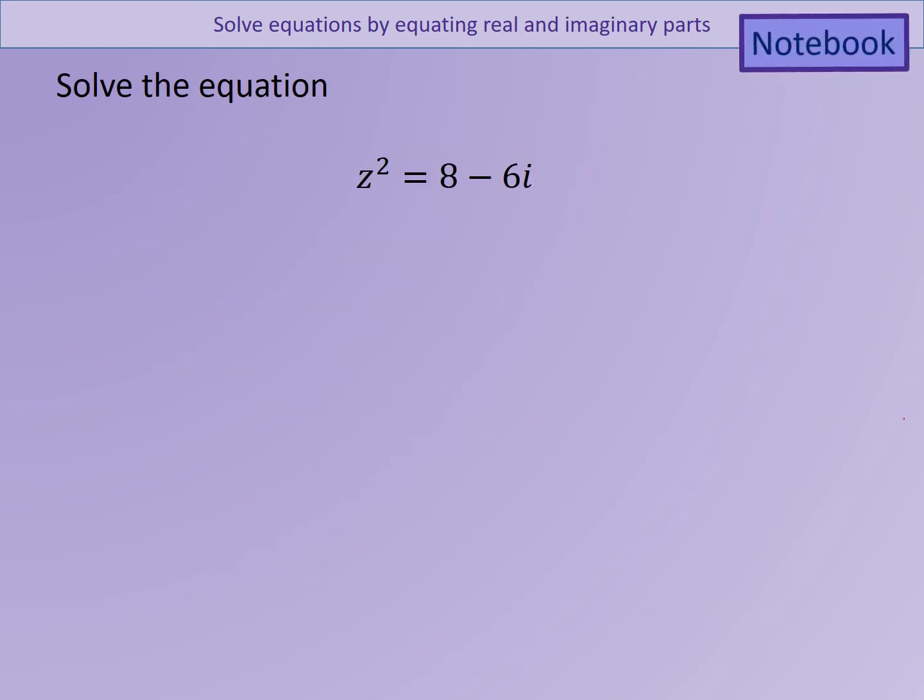Let's have a look at another one for your notebook. Here we've got z squared is equal to 8 minus 6i. To begin with, we know that z is equal to a plus bi, and we define a and b to be real numbers. Substituting in a plus bi then gives us a plus bi multiplied by a plus bi, so this is the z squared.